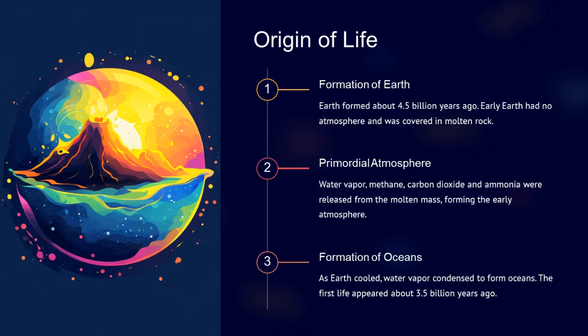Initially, Earth had no atmosphere and was covered in molten rock. Over time, a primordial atmosphere formed, consisting of water vapor, methane, carbon dioxide, and ammonia. As the Earth cooled, water vapor condensed to form oceans, marking the appearance of life around 3.5 billion years ago.